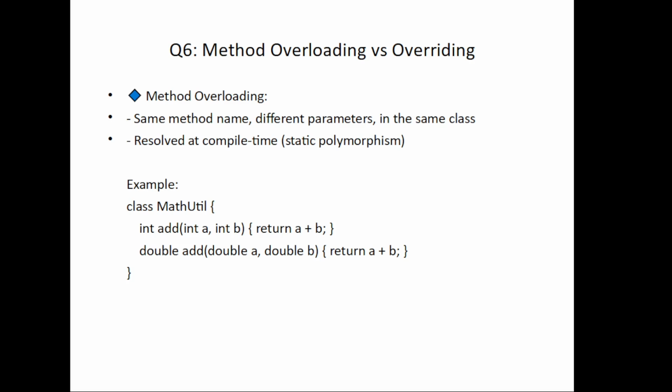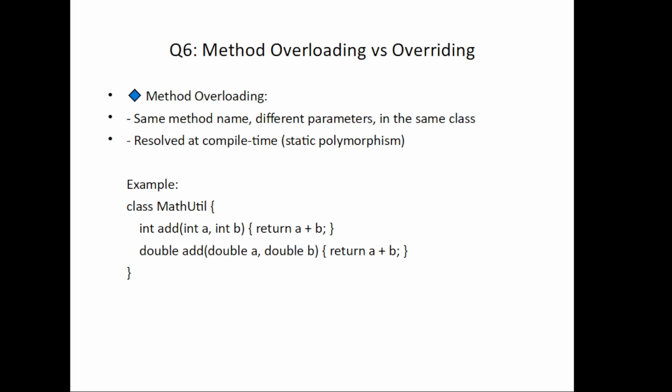Alright, let's take one of the most commonly asked questions. What's the difference between method overloading and method overriding? These two concepts fall under polymorphism, but they work very differently. First one is method overloading. Overloading means you have multiple methods with the same name but different parameters, either in type, number, or order, and all these methods exist in the same class.